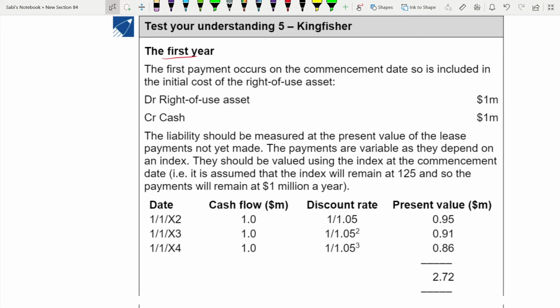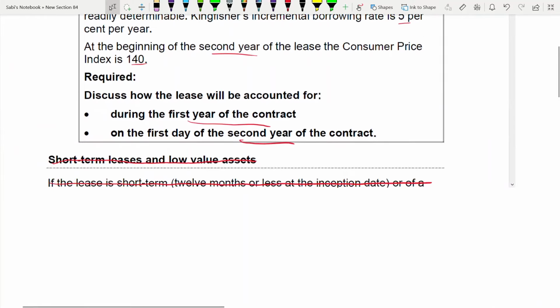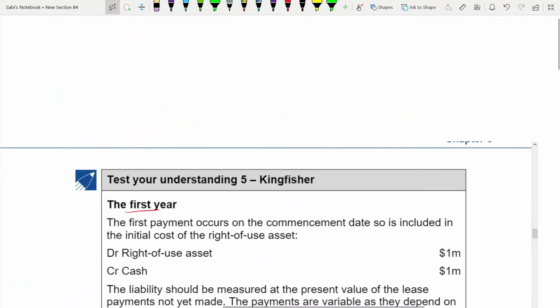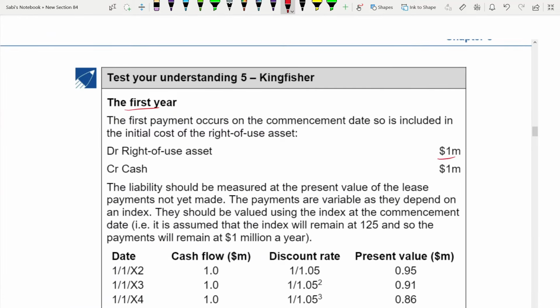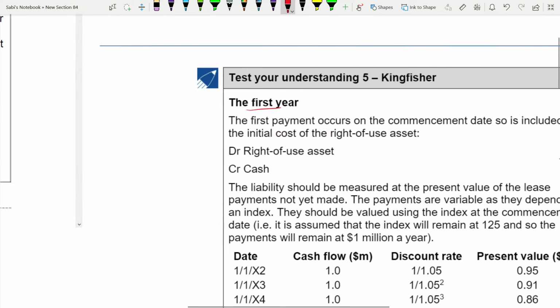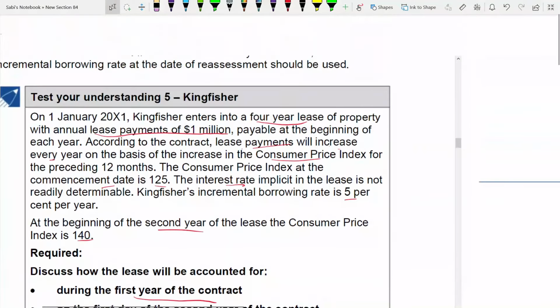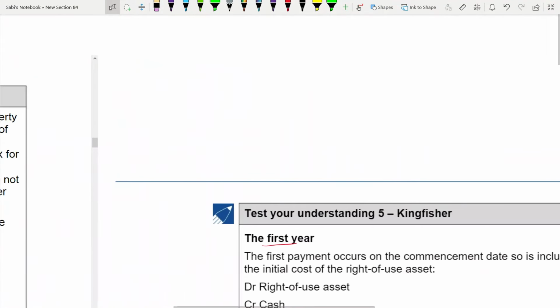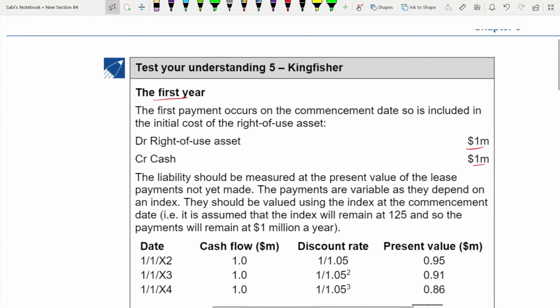In the first year, the annual payment is 1 million. So in the first year nothing happens. Right of use asset debit and cash credit 1 million. The liability also will be 1 million. Why? Because in the first year the index remains at 125. The index does not change. Nothing happens in the first year. Only in the second year does the index change.